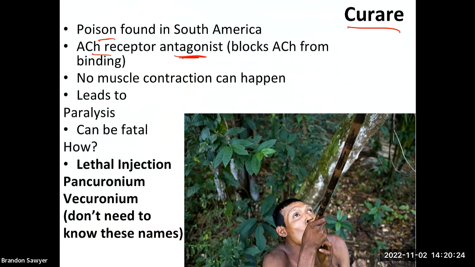Okay, so it can be fatal again based on the same thing. If it gets to your diaphragm, you can't contract the diaphragm, you can't breathe. One of the interesting parts about this is that one of the drugs found in the cocktail used for lethal injection when somebody has the death penalty enacted upon them is a version of this chemical, curare. So that is curare. Okay.